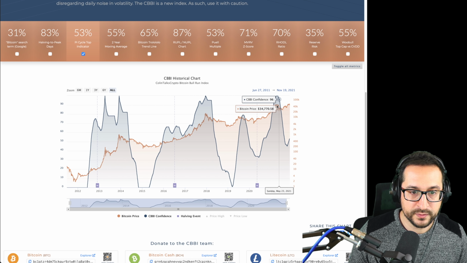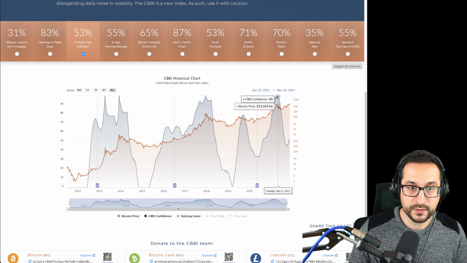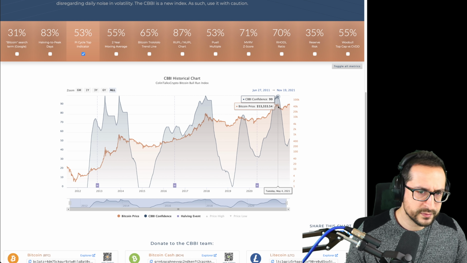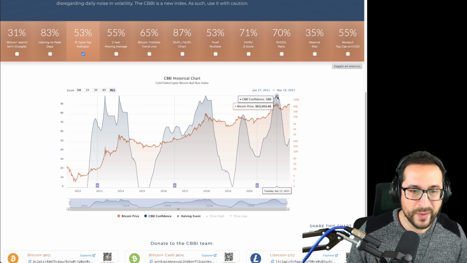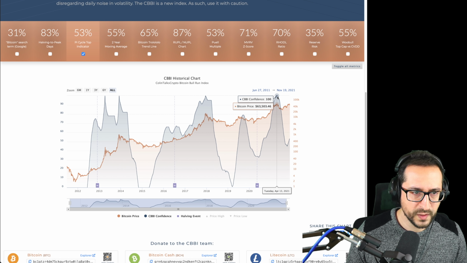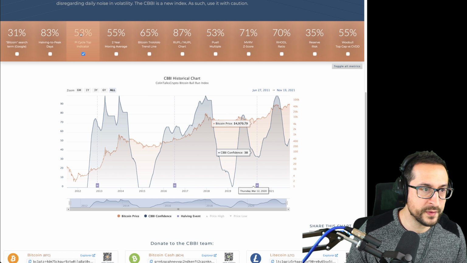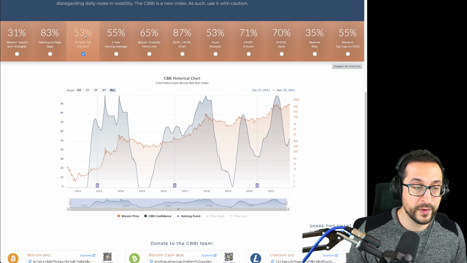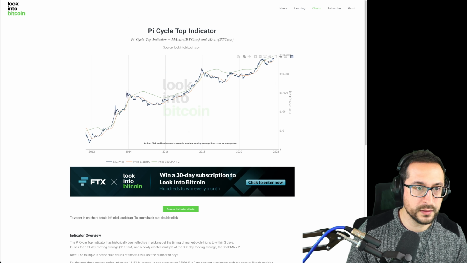So right after this, a few days after Bitcoin started correcting, right after Elon Musk was tweeting about taking payments in crypto on Tesla. So where are we now with the pi cycle at the moment? It's very low. It's actually 53%. So it's indicating we are halfway through to a top. And how is it calculated?